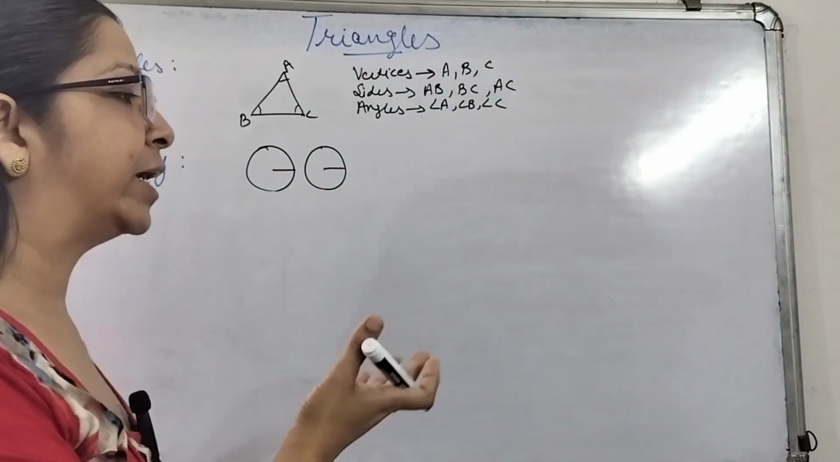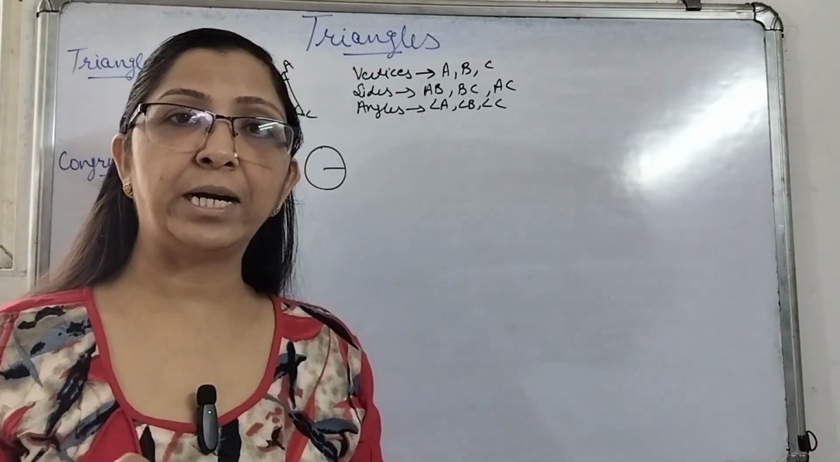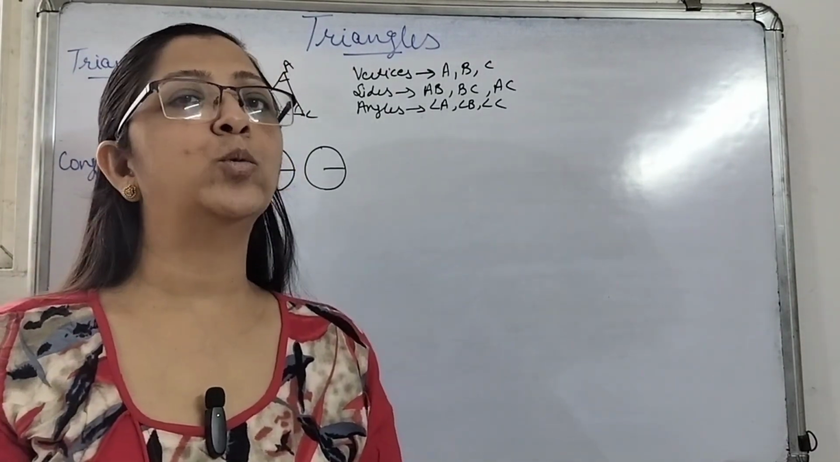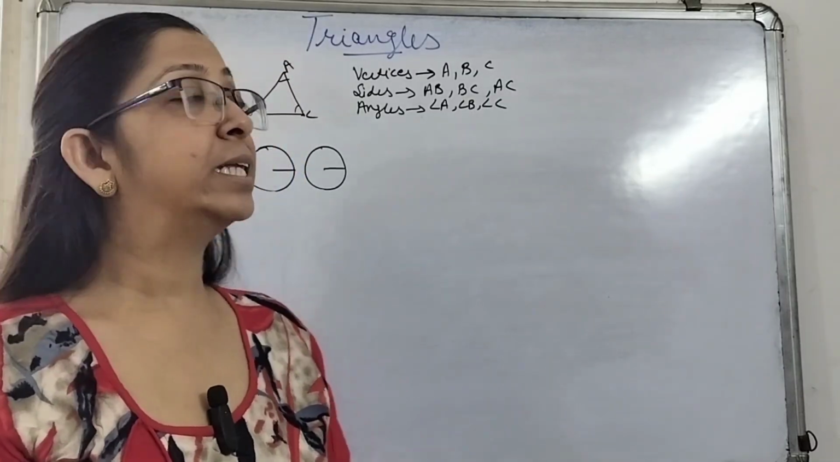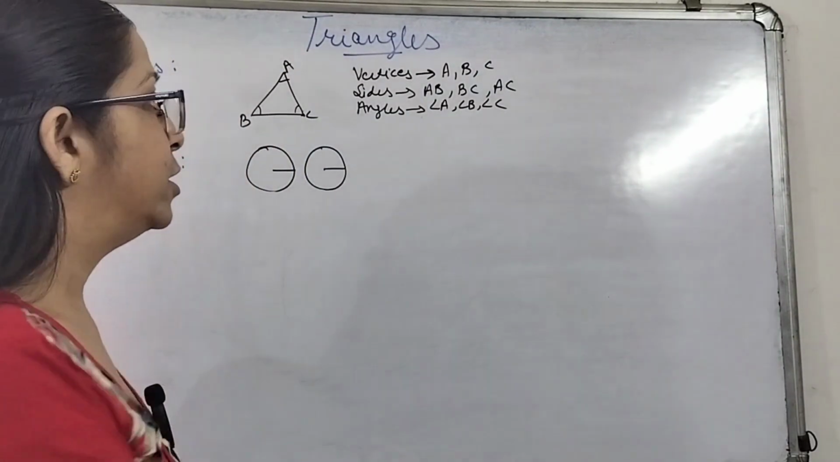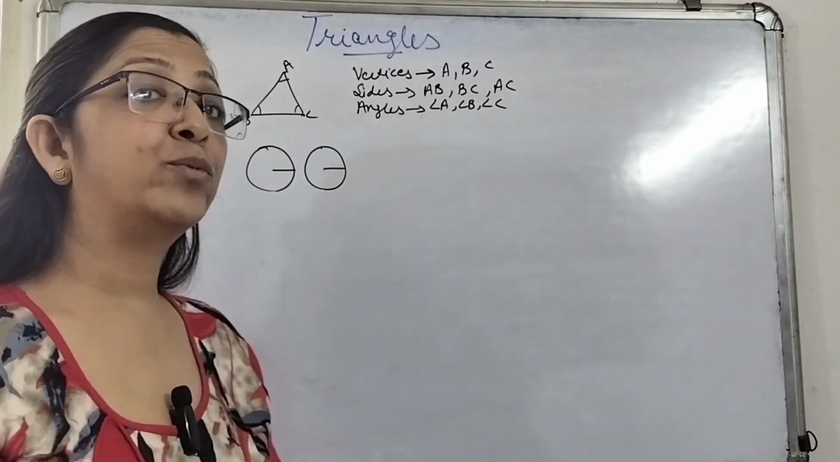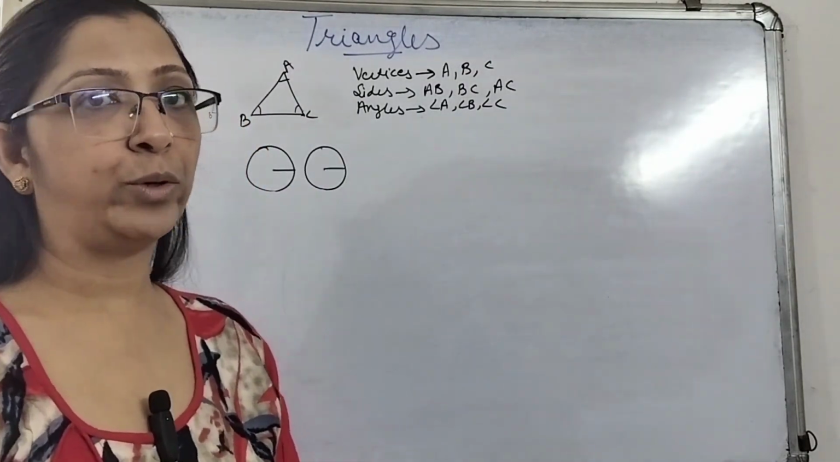That means if we have 2 figures and we cut them out and keep one over the other, and if they exactly overlap each other, then they are said to be congruent. So if we take any 2 circles with the same radius, they will be congruent.